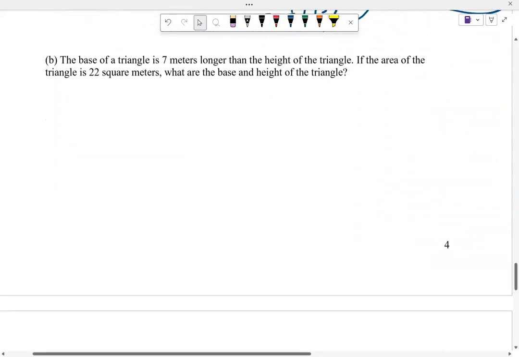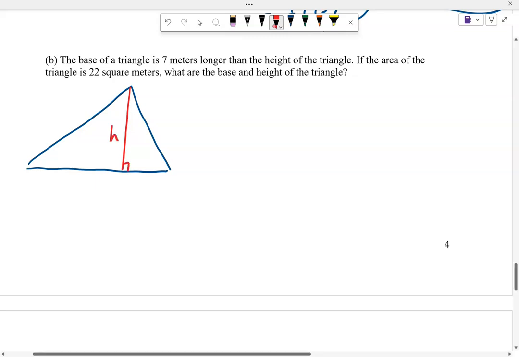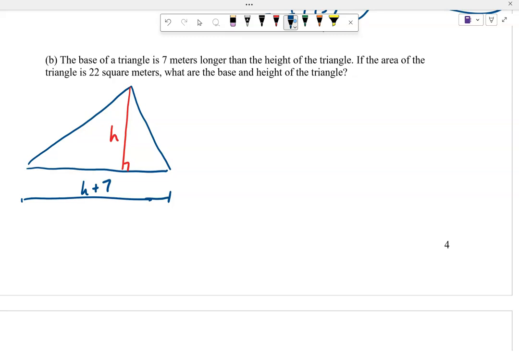How about this one with no picture? The base of a triangle is 7 meters longer than the height. Let's go ahead and draw this. And here's our height. And the base is 7 meters longer. So this base right here is 7 meters longer than the height. So I'm going to call that h plus 7. If the area of the triangle is 22 square meters, what are the base and the height?